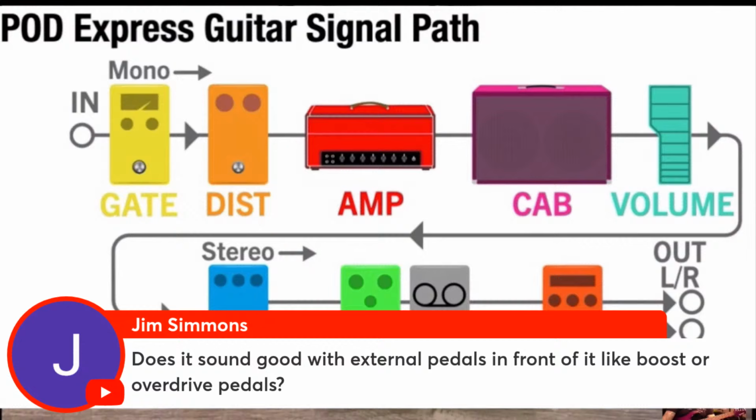So keep in mind, if the noise gate is on and set high, you may have to have a workaround with that. But let's ignore the noise gate. If you can see here, any pedals you have before Pod Express will be processed before the distortion block that we have here.